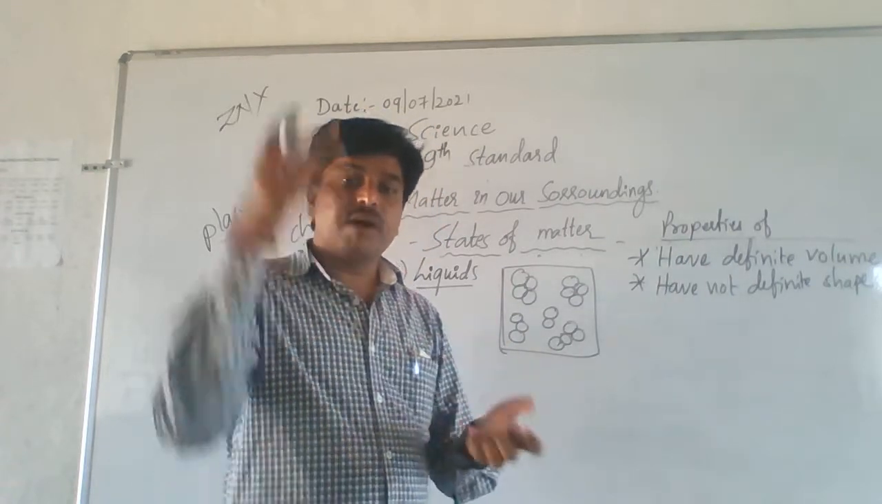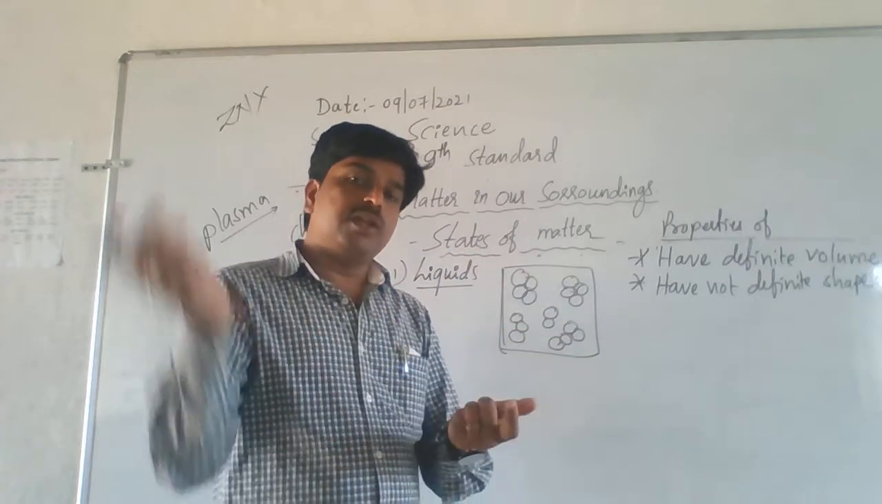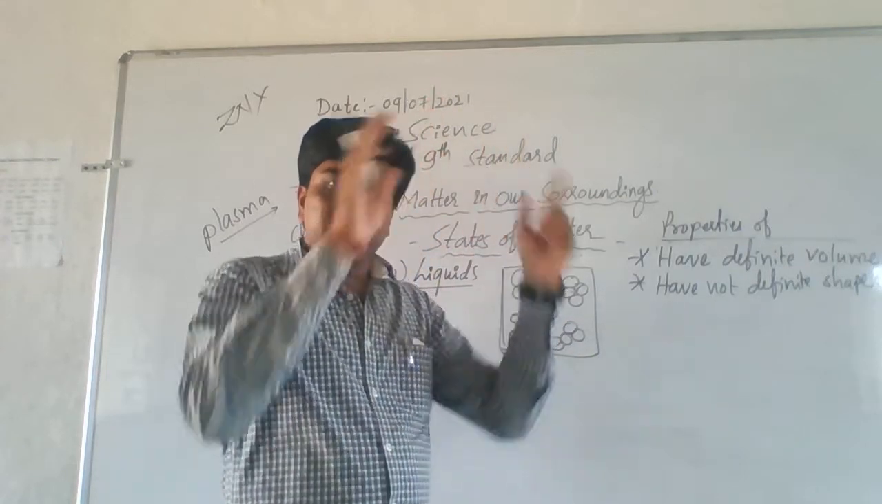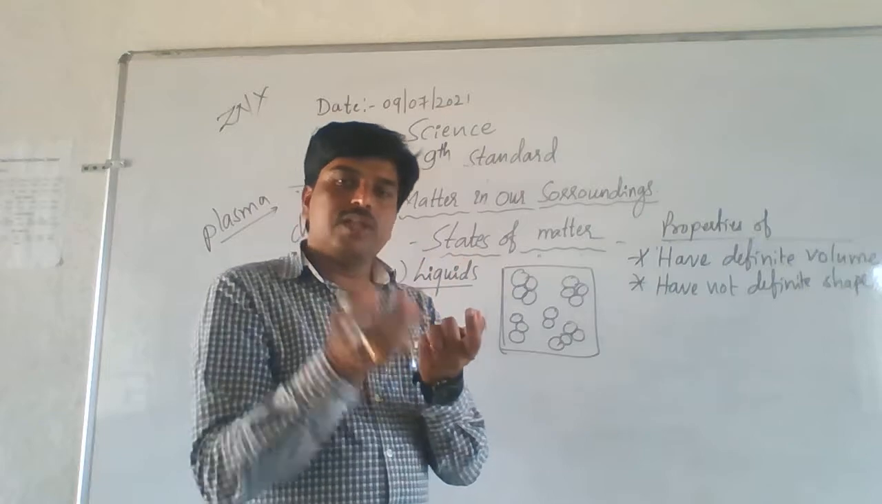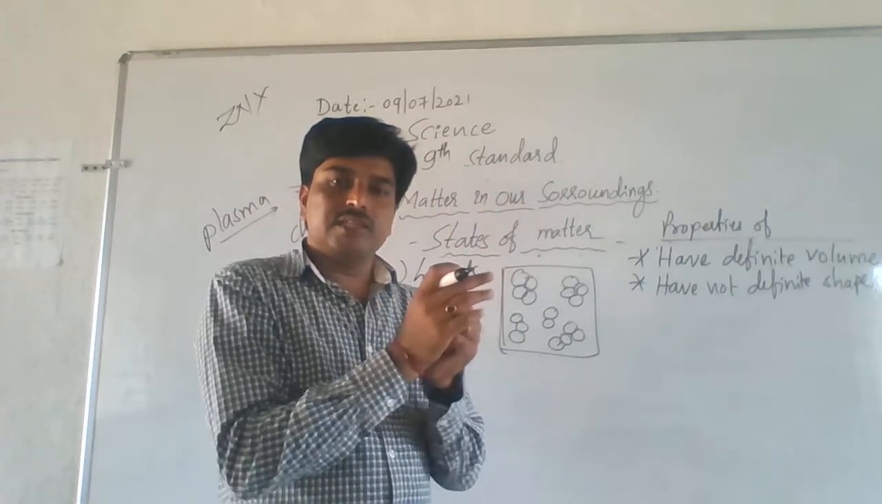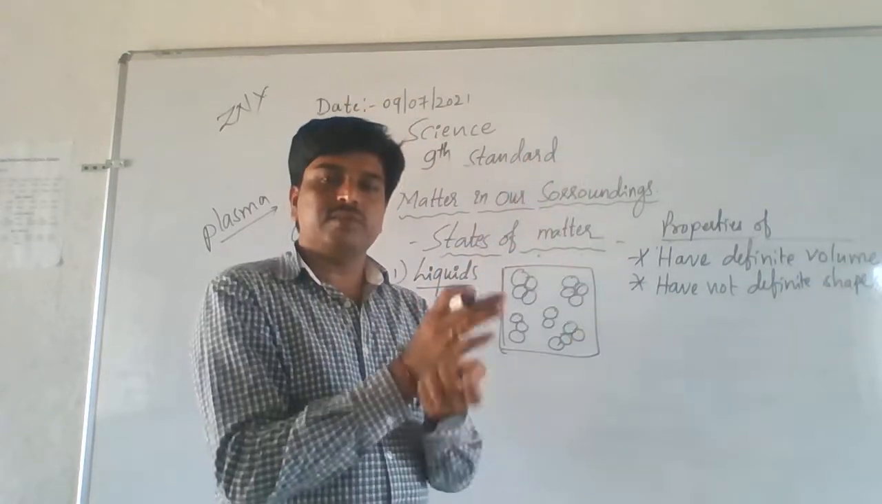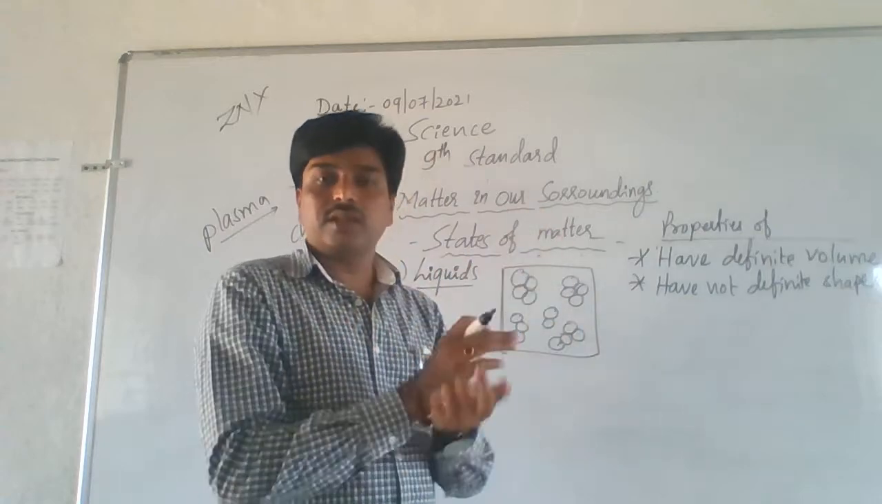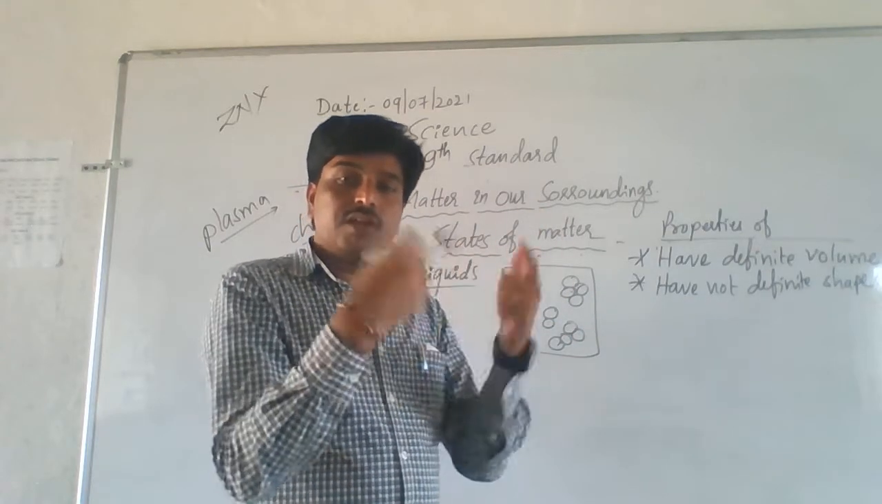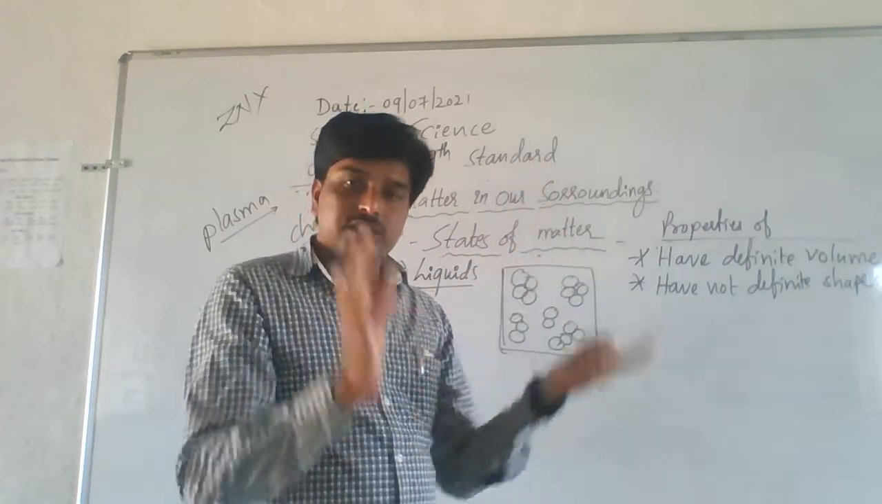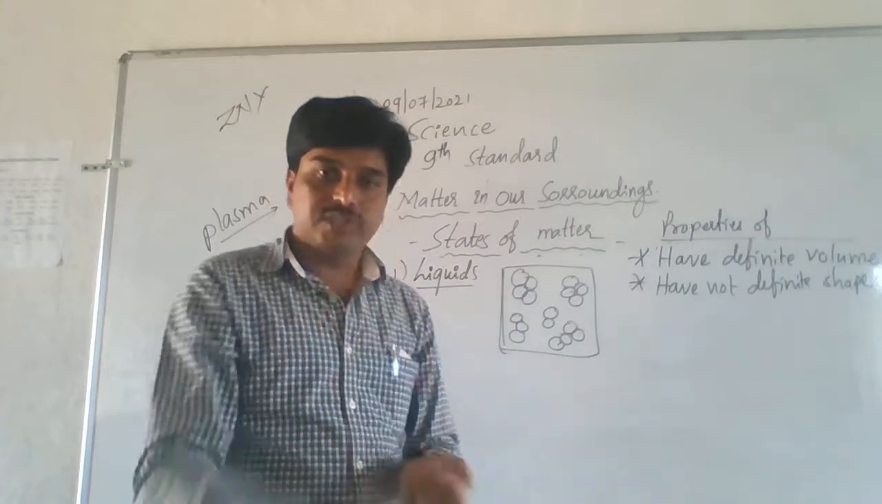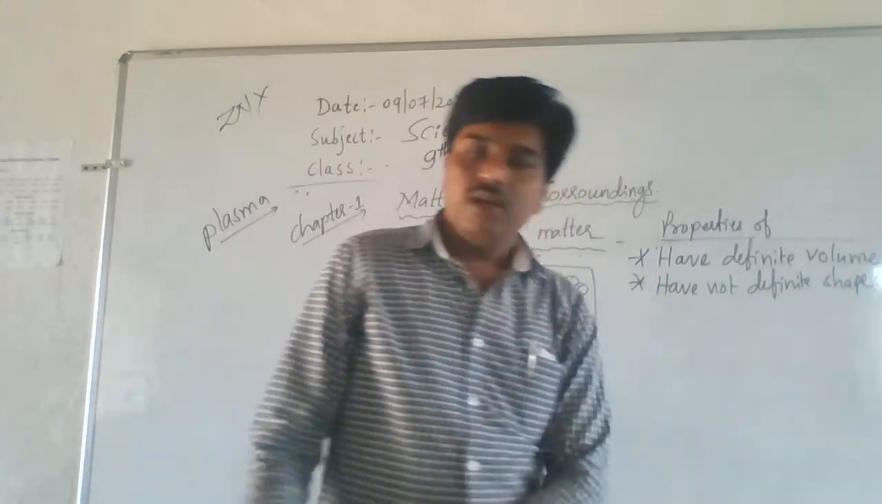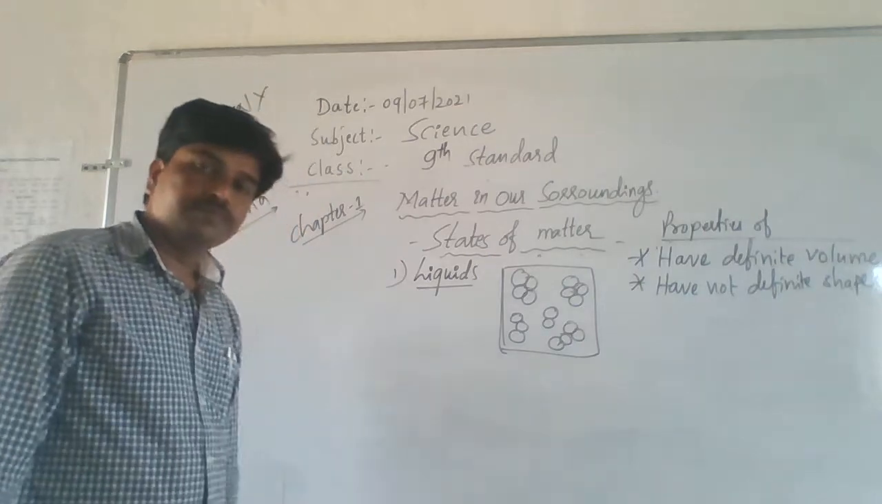They take the shape of the container. In whichever container you pour the liquid, it takes that shape. If you pour the liquid in a triangle shape, it gets the triangle shape. In a square, it gets a square shape. In a circle, it gets a circle shape. Hence we say liquids do not have definite shape.